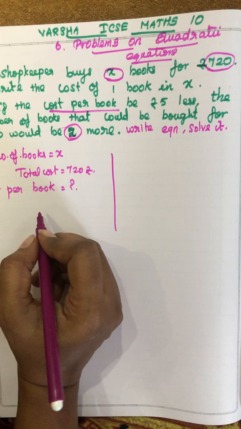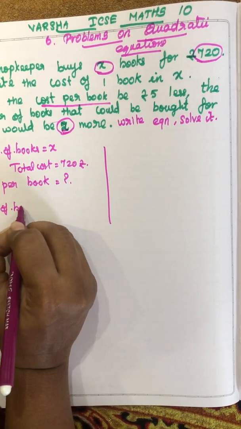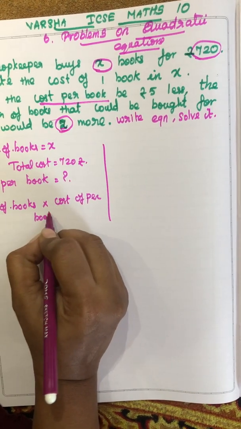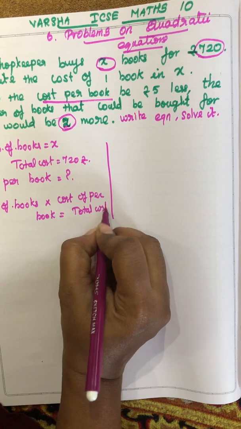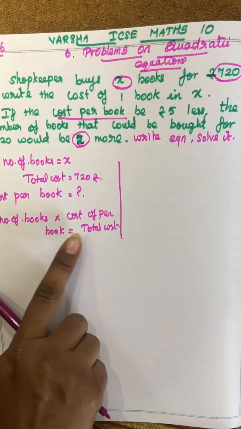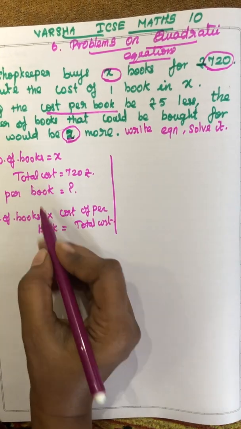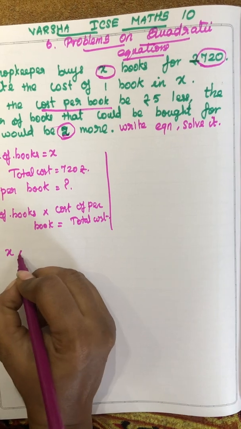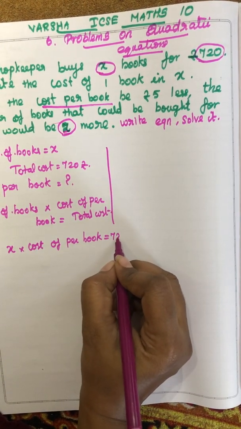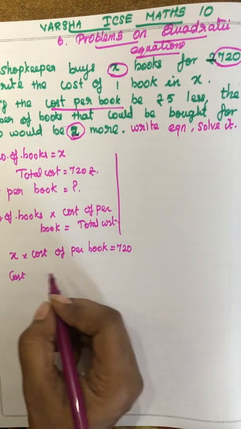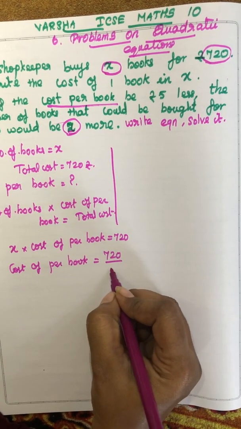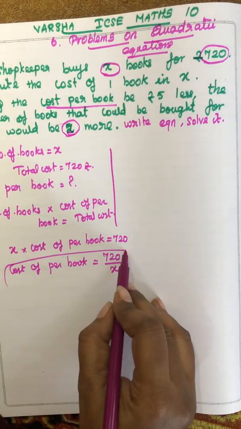Okay students, see, usually what should we do? The number of books, how many books we bought, into cost of per book, that is equal to total cost. Okay, so do you understand this step? Number of books into cost of per book is total cost. This is number of books, that is X. Cost of per book is not given. And what is our total cost? That is 720. So cost of per book is 720 by X, comes by division. So this is cost of per book. So this is our first question answer.